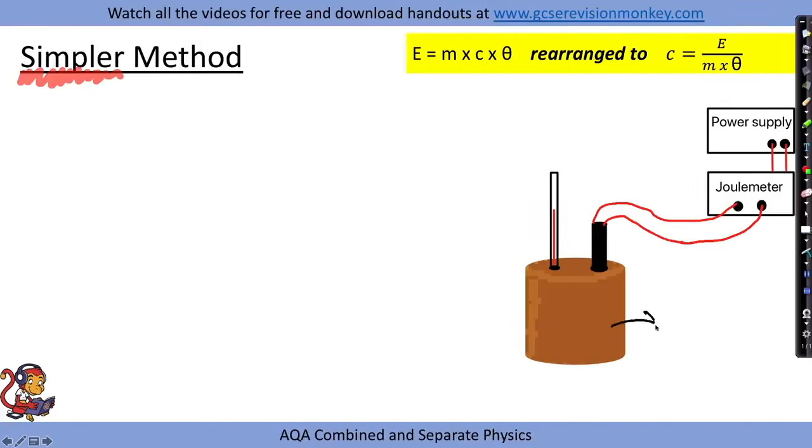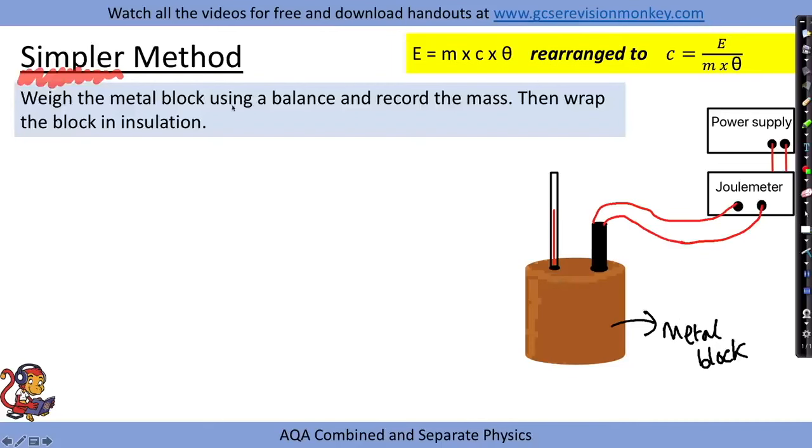So let's say, for example, we have this metal block. That is the material that we want to measure the specific heat capacity of. In the exam, it could be anything like aluminium or copper, or they could talk about a random substance altogether. So the first thing we do is weigh the metal block using a balance and record the mass. So this will give us this part of our equation, the m, the mass. Then we need to wrap our block in insulation to reduce the energy transferred to the surroundings. So you might have some bubble wrap or something like that you would wrap your block in.